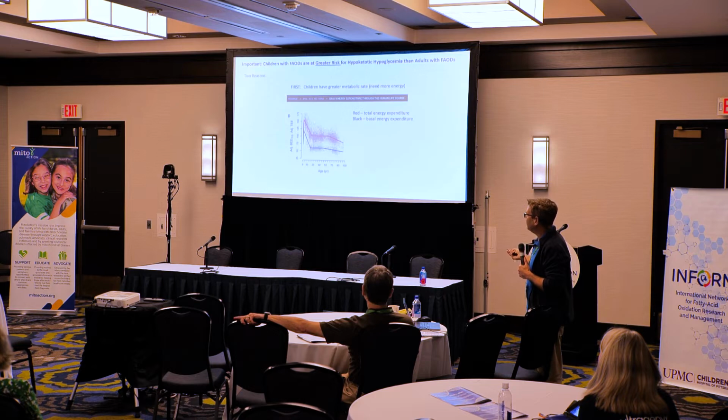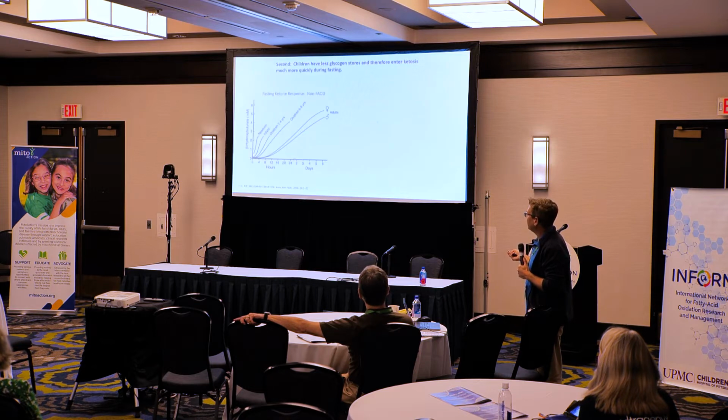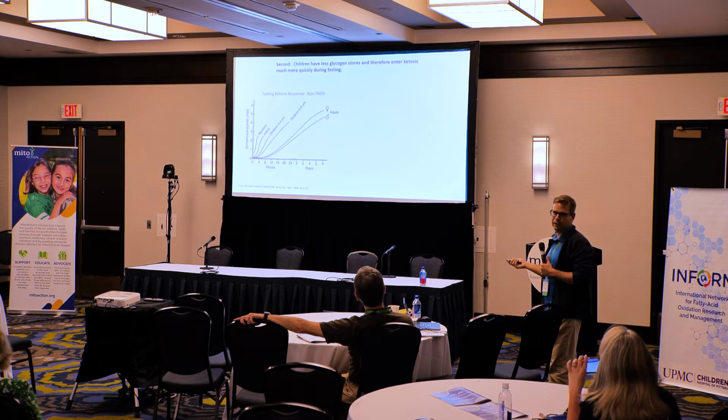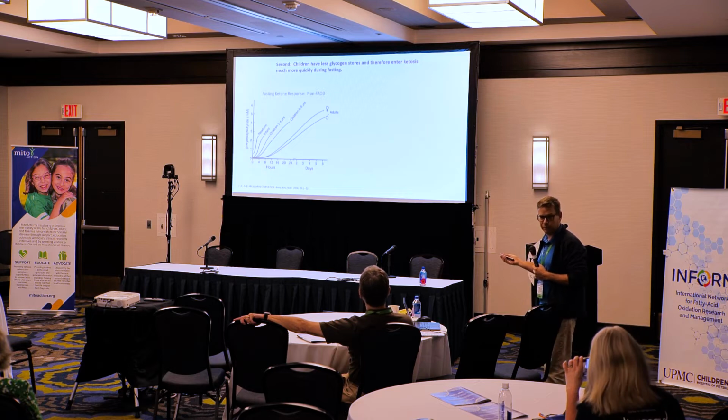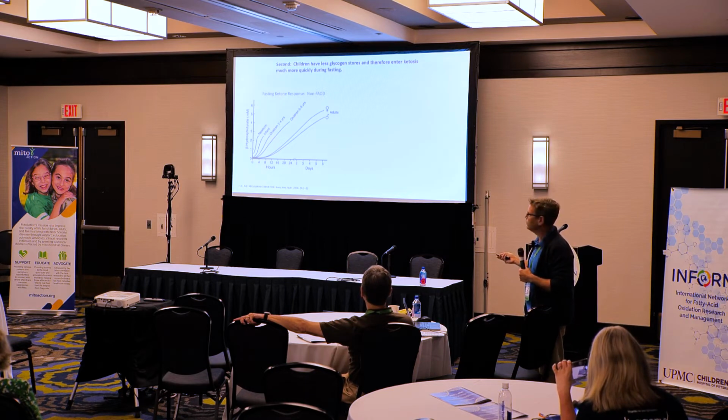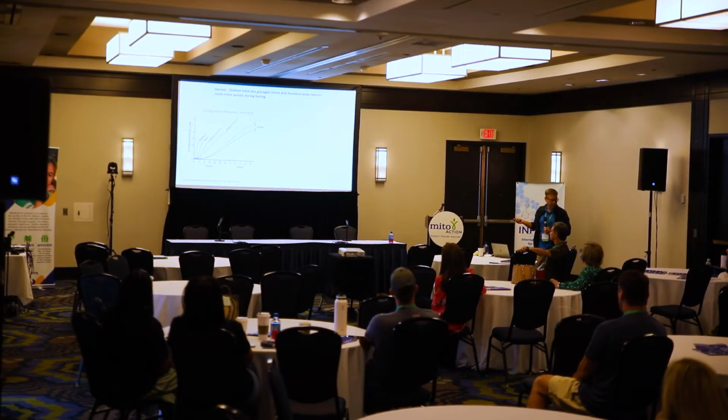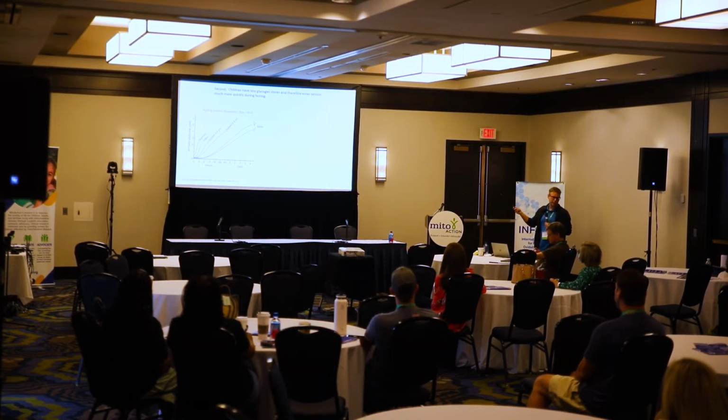So small children need more energy, and they also have less glycogen in their liver to start with because they're smaller, their livers are smaller, and their metabolic rate is higher, so they're burning through it faster. So in this graph, what you're looking at is the level of ketones in the blood over different lengths of fasting.